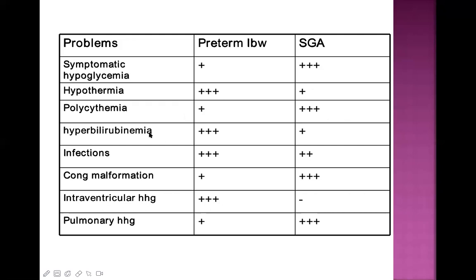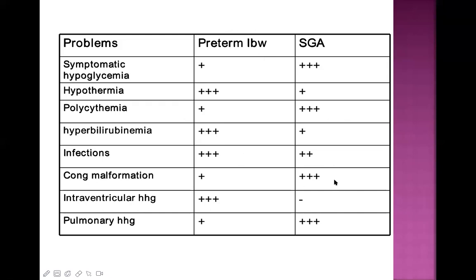Hyperbilirubinemia or neonatal jaundice is more common in preterm babies, because the enzyme which is responsible for conjugation is not properly developed in preterm babies. Infection is again more common in preterm babies than in SGA babies, but in SGA babies also it can happen.